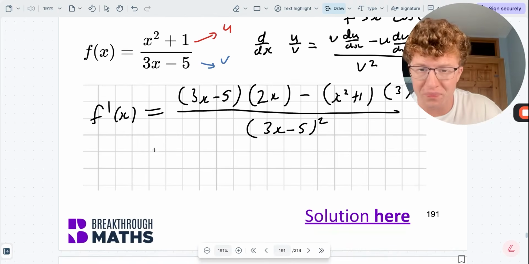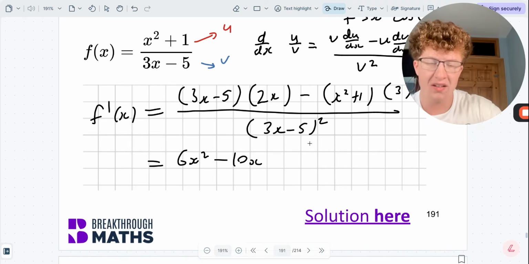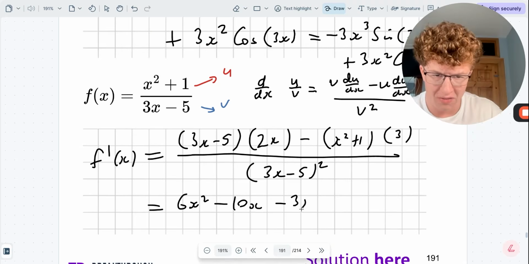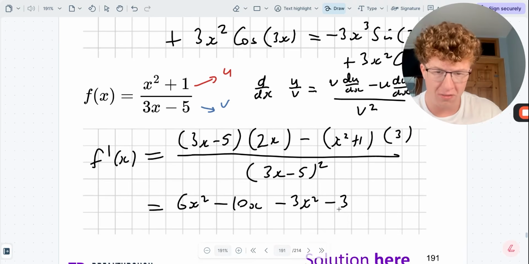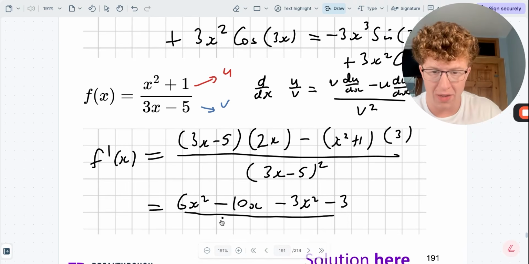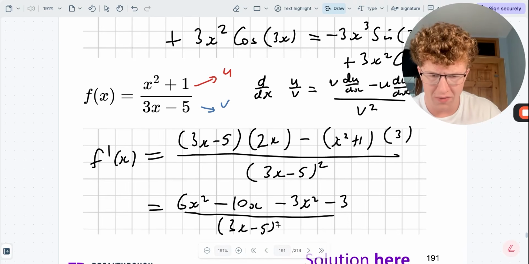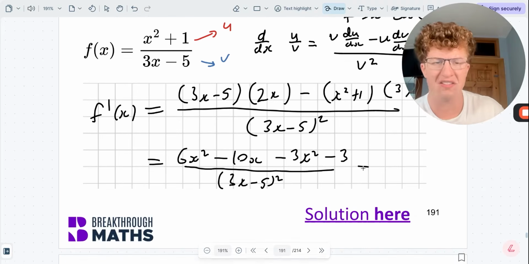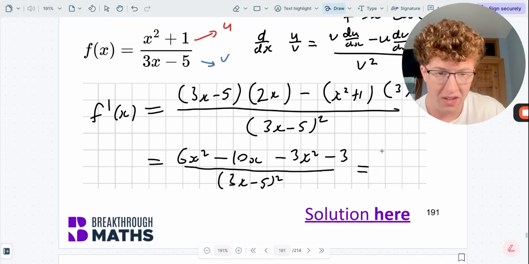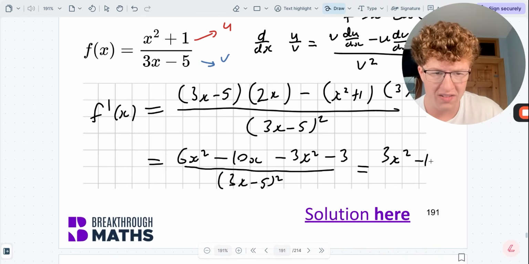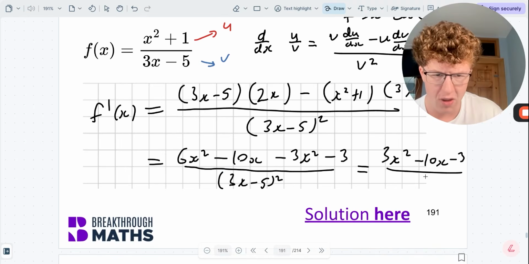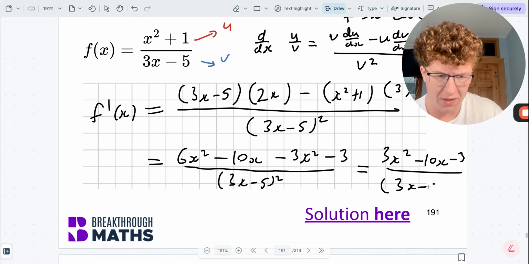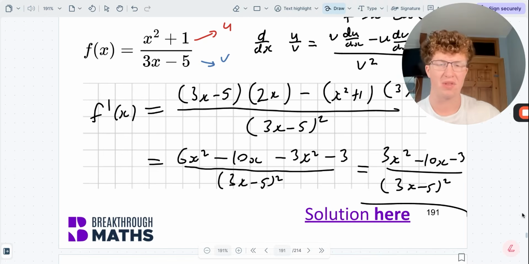Let's simplify that. 3x times 2x is going to be 6x squared. Then we're going to get a minus 10x. Then multiplying these guys, we're going to get a minus 3x squared minus 3, all divided by 3x minus 5 all squared. So now we have the 6x squared and the minus 3x squared. So that's going to give us 3x squared minus 10x minus 3, all divided by 3x minus 5 all squared. So that's that one done.